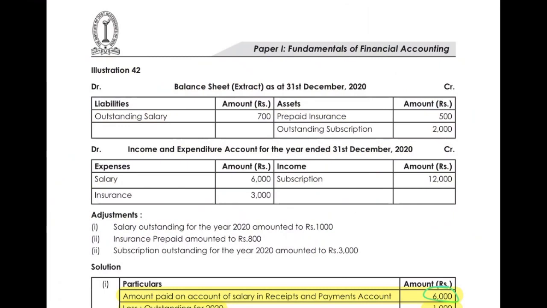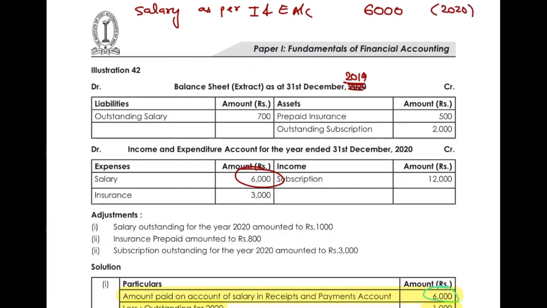Let us redo this question. The balance sheet, this is of 2019. Okay. So now let's calculate the salary, not as per the receipt and payment account, but as per the income and expenditure account. What salary is given over here? Sir, 6,000 that belongs to the year 2020.